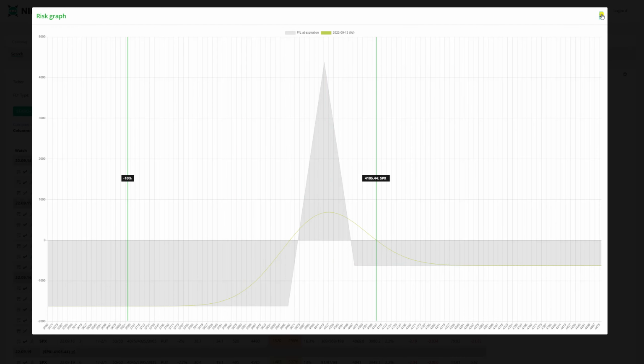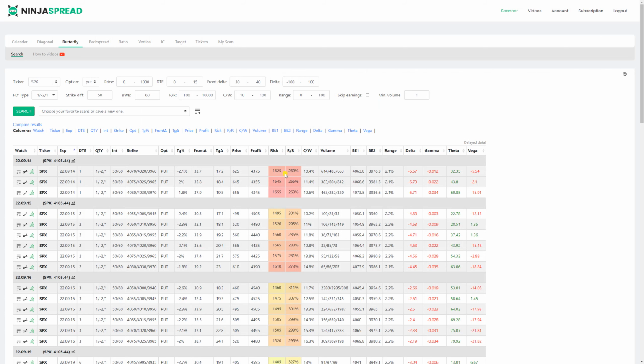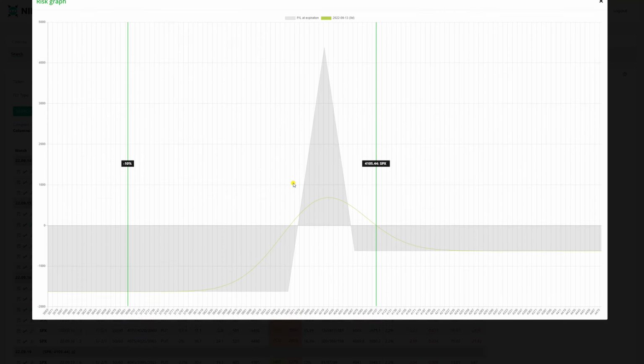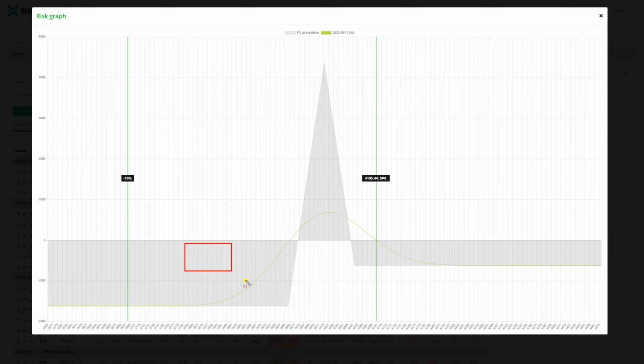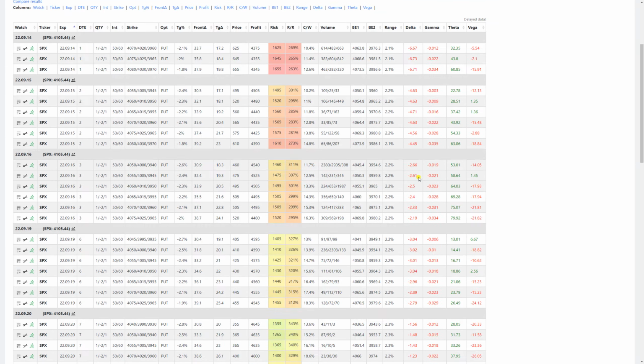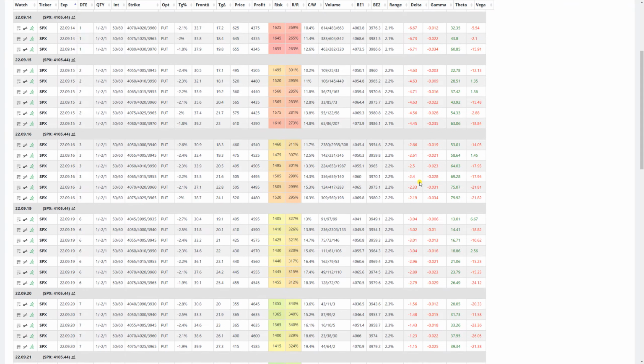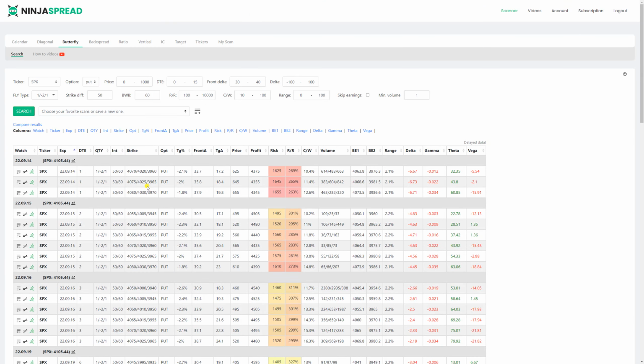As you can tell, it's broken wing, and the maximum risk is this one. The maximum risk always shows this part of the risk graph, and the price or debit is obviously this part, and the maximum profit is here. As you can see, all the butterflies have negative deltas and positive thetas.